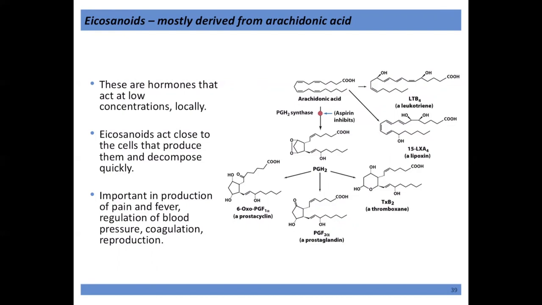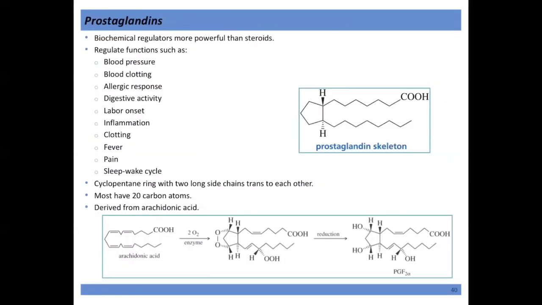And these molecules act locally. So these tend not to be transported throughout the body, but act in very close approximation to where they're made. And so these include prostacyclins, prostaglandins, thromboxanes, lipoxins, and leukotrienes. And I wish I could just teach you a whole class on these things, because they're very interesting, involved in blood pressure regulation, blood clotting, allergic response, digestive activity, labor onset, inflammation, clotting, fever, pain, sleep-wake cycles.